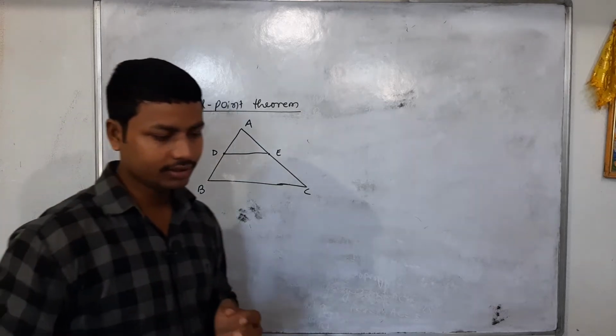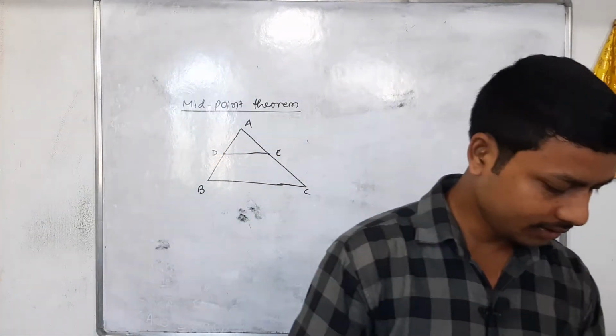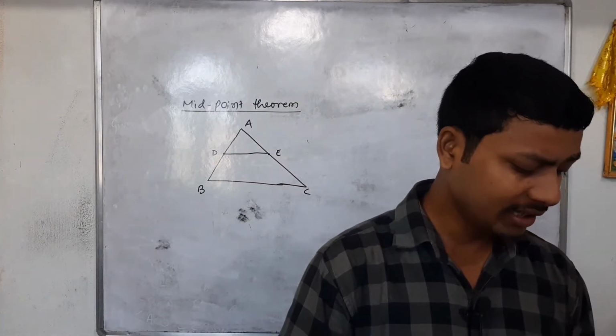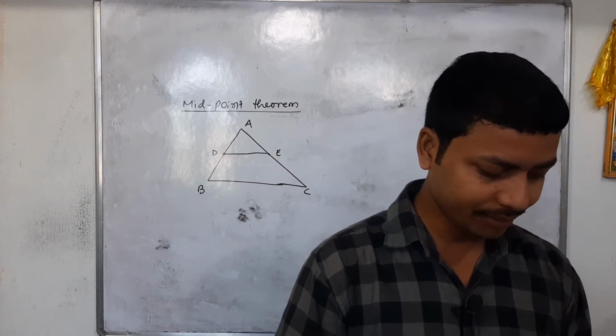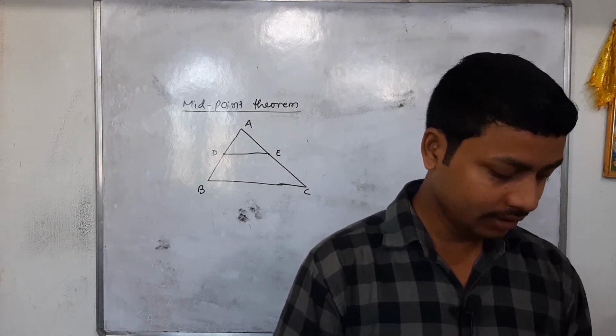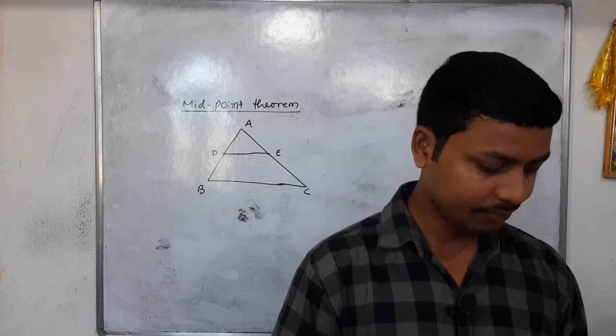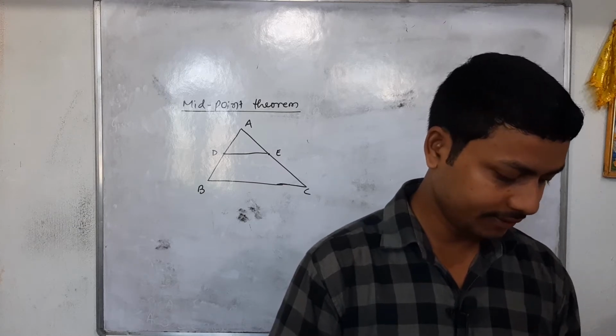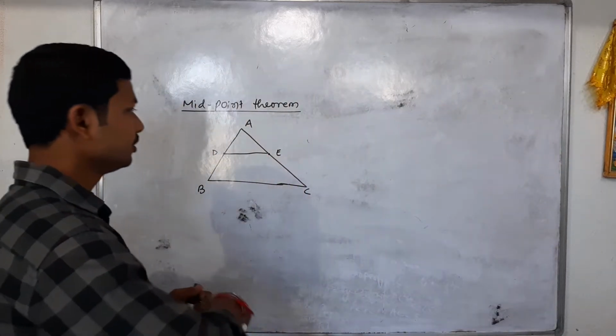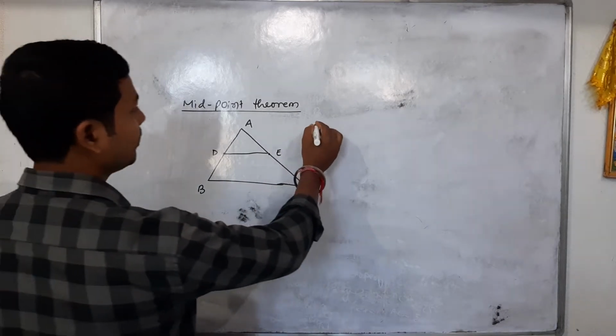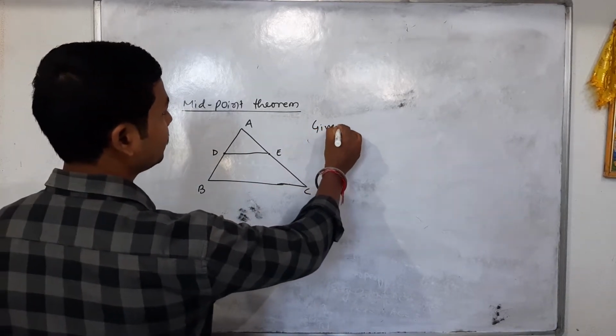Again I am saying the statement. See, the statement is: prove that the line segment joining the midpoints of any two sides of a triangle is parallel to the third side. Okay, so what is given, I can write.